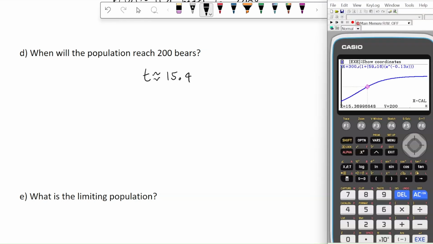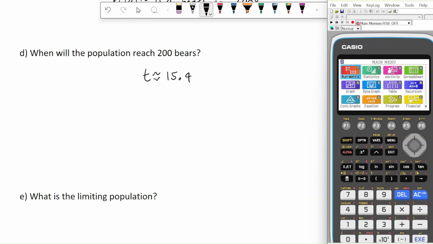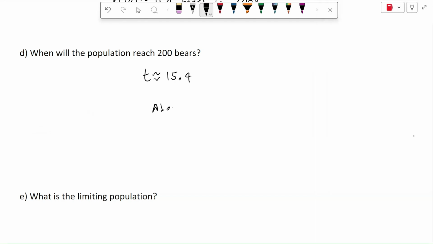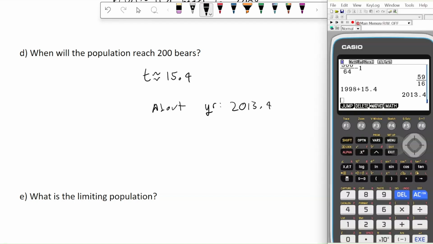Yeah, we need to figure out 0 is 1998. So if we go from 1998 plus 15.4, it's about year 2013.4. And let's convert that 0.4 into months as well to be extra fancy. So 0.4 times 12 is 4.8. And I'm going to be extra fancy.